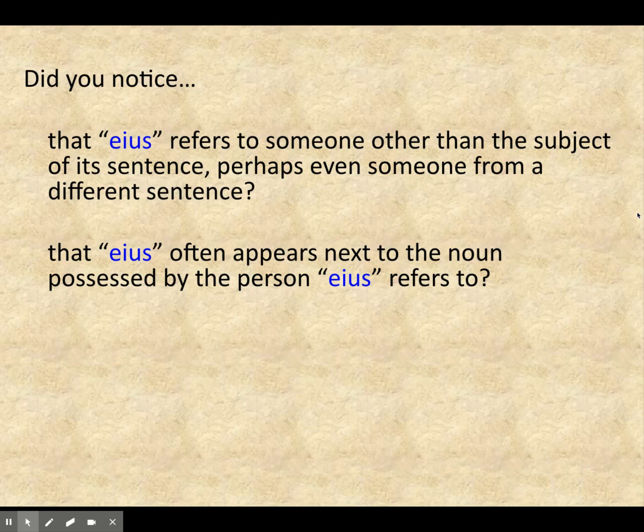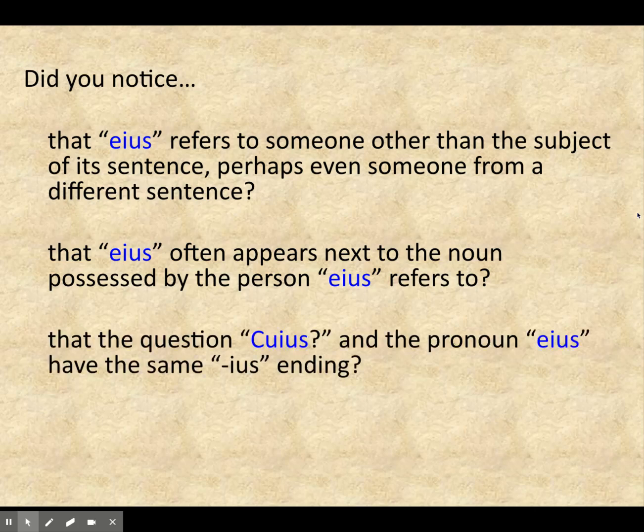And we saw the genitive was a way of showing possession, describing something. So eius usually will go next to whatever's being possessed. Just like it was in saculo suo, it was in saculo eius. Kind of goes where an adjective does. Did you also notice that the question cuius and the pronoun eius both have the same ius ending? In fact, that's one way you can tell that they're both showing possession. Again, if you did not notice these things, rewind the video, watch those examples yet again.